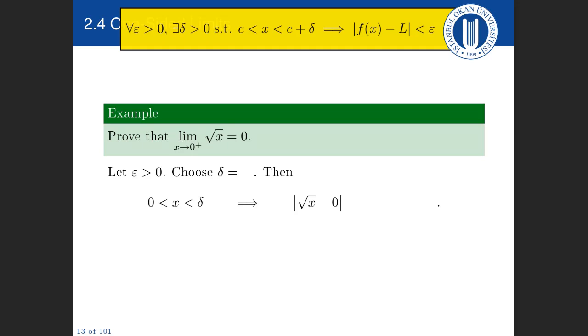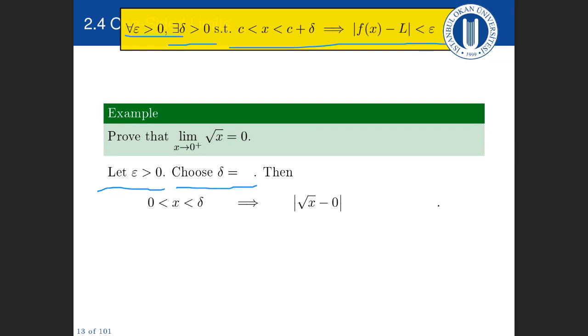Let's do an example. Prove that the right-hand limit at 0 of the square root of x is equal to 0. I've written the definition at the top: for all epsilon greater than 0. So the first part of our answer is going to be: let epsilon be greater than 0. Second part of the definition, there exists delta greater than 0. So the second part of our answer is going to be about delta. At the moment, I don't know what delta to write, so I'm leaving a blank here. And then the end of the definition is the conclusion.